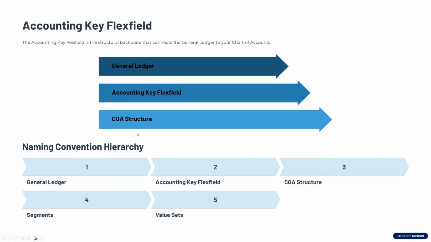You can see the hierarchy of the accounting key flex field. Under the general ledger, we create the accounting key flex field. Under the accounting key flex field, we create the COA structure. Under the COA structure, we define the segments. Under the segments, we define the value sets. We have already discussed the segments. Segments are company, department, location, service. These we can call segments.